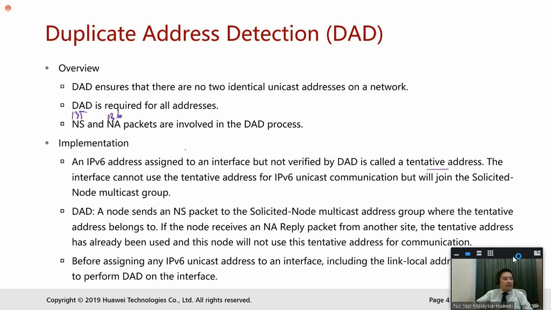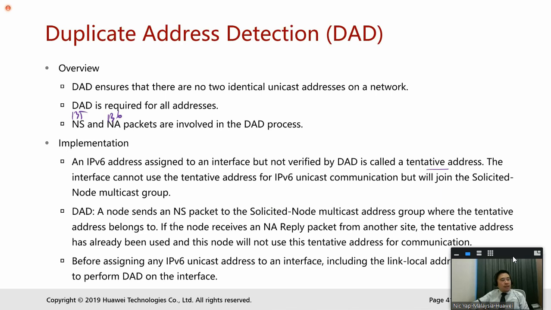So the interface cannot use the tentative address for IPv6 unicast communication, but it will join the solicited node multicast group. So it has not been used yet. You need to join the solicited node multicast group to send out, hey, is there any address the same as mine? Let's say yes, then you reply to me. If not, I will just keep the tentative address.